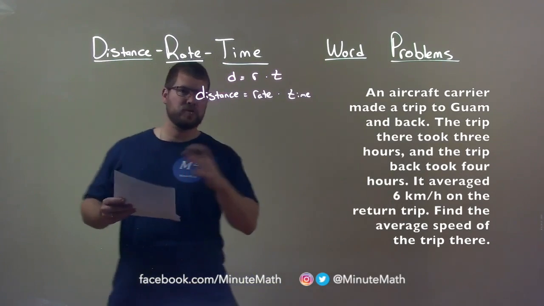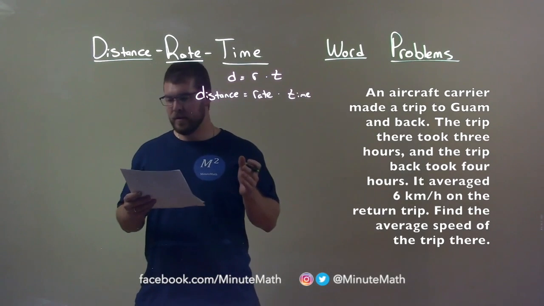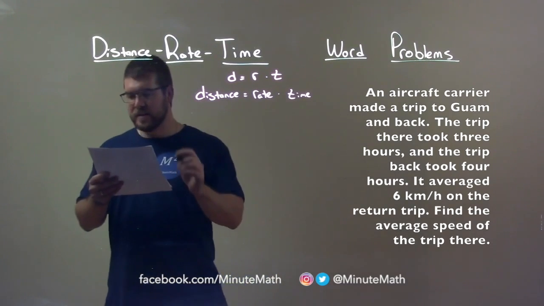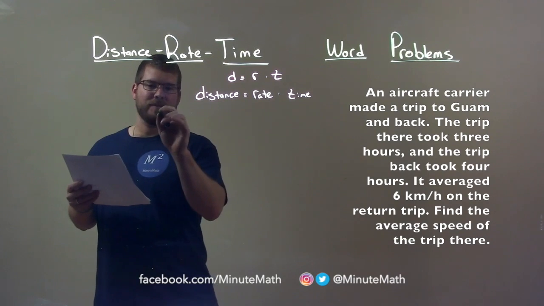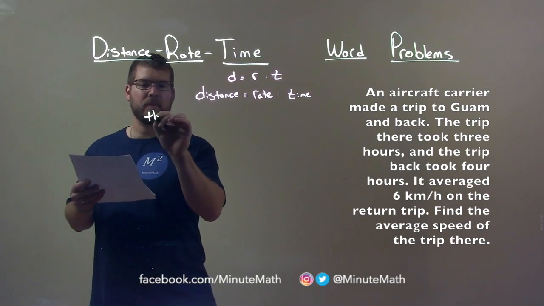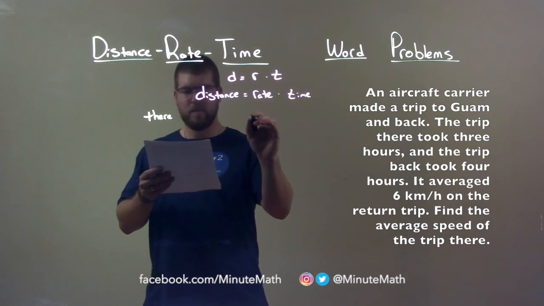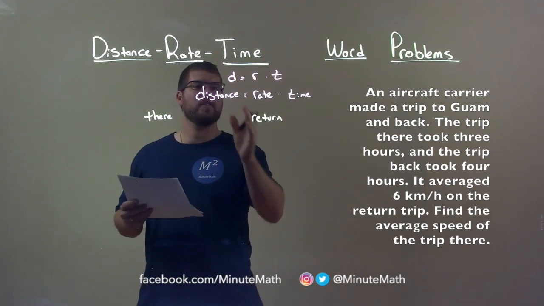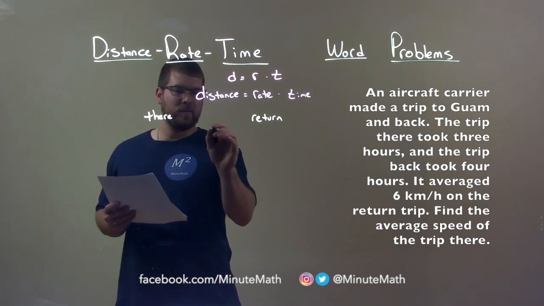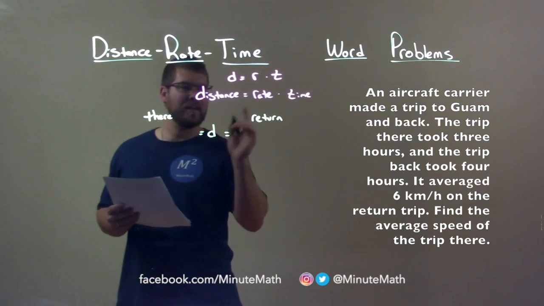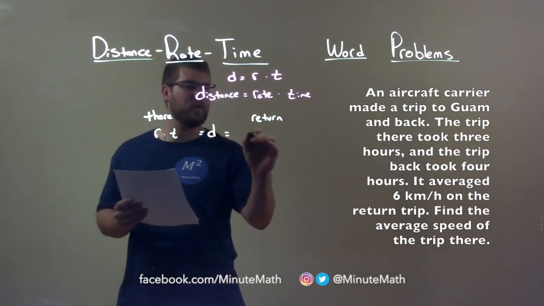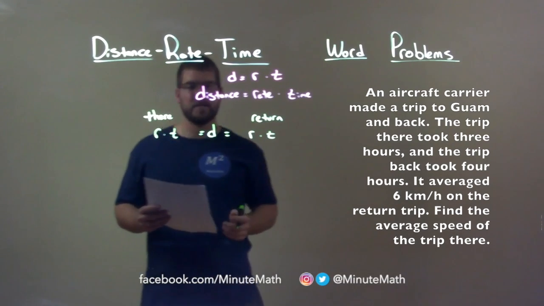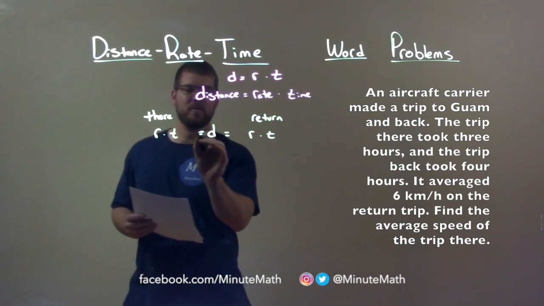Okay, so we have two trips in a sense. The distance is going to be the same, right? The distance to Guam is the same as the distance back. So we have going there, and then we're coming back. Since the two distances are the same, distance is going to equal our formula, rate times time, in both directions, there and back. Distance equals rate times time, distance equals rate times time. Distance is the same, so we can set them equal to each other here.